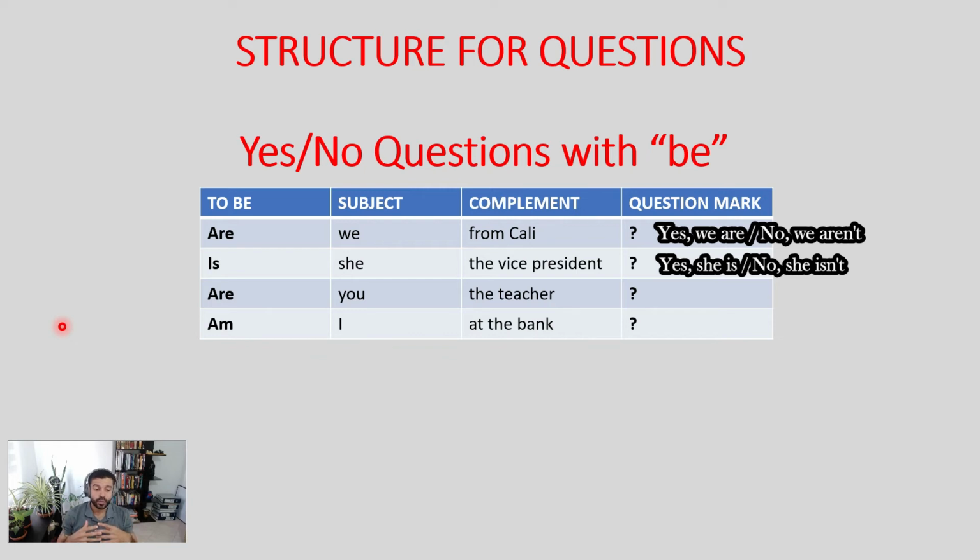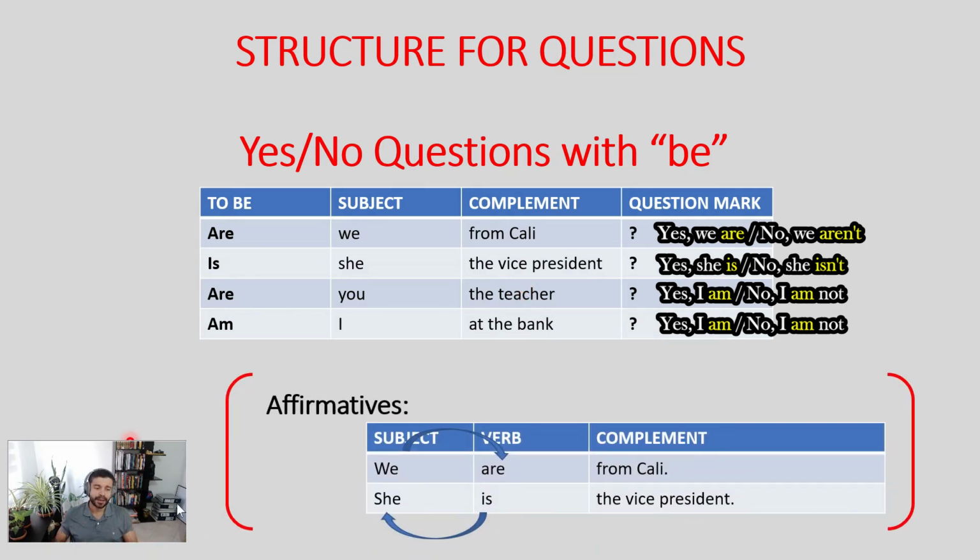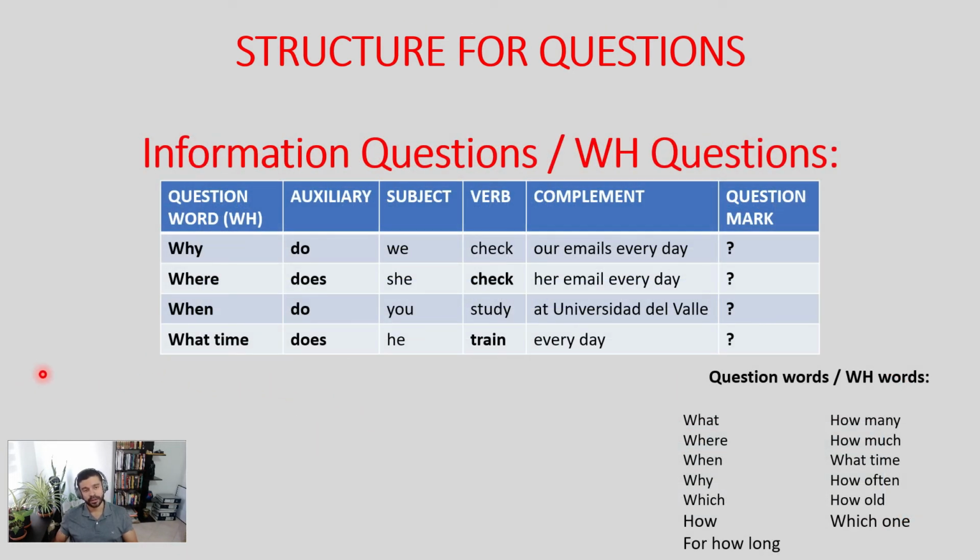Remember that the way in which we always answer yes/no questions is by using the same auxiliary that was used to make the question. So here, if the question uses the verb to be, which is are, is, or am, at the beginning of a question, then we should also use it for answering. Are we from Cali? Yes, we are. We cannot say yes, we do. No, don't misunderstand that. So what happened here in the construction of these questions? We swap the position of the verb and the subject. That's it. Now, how to make the information questions?